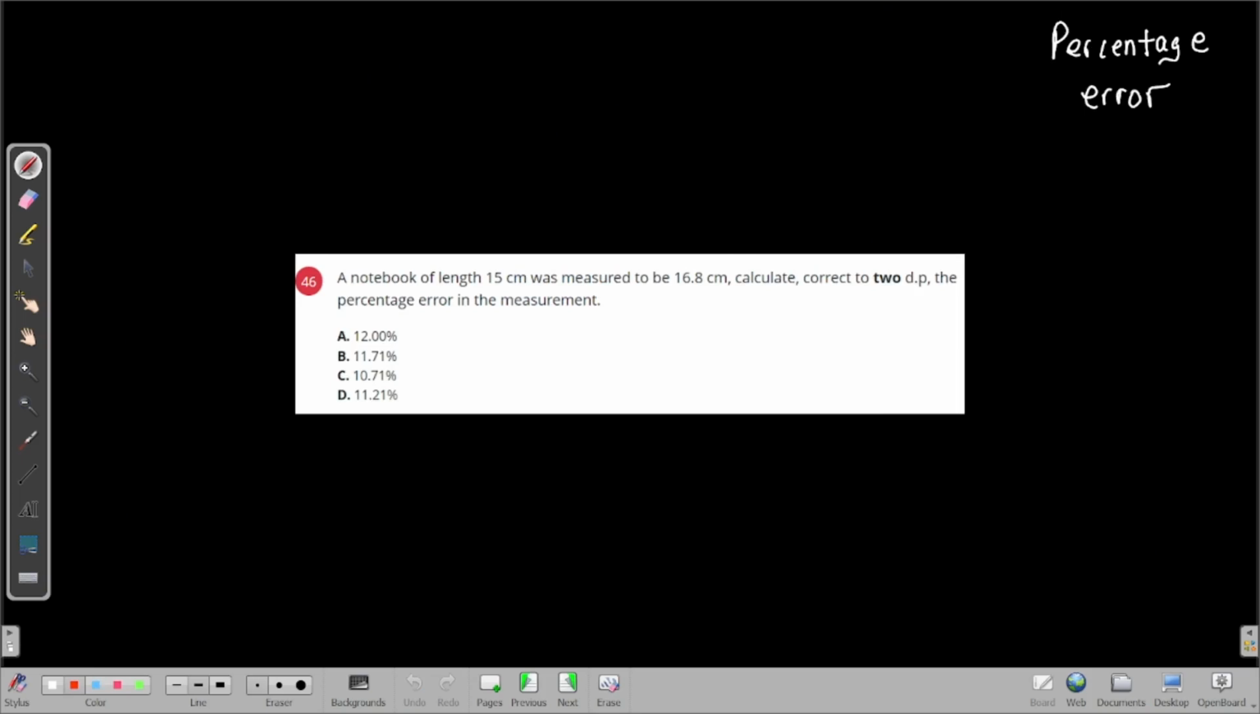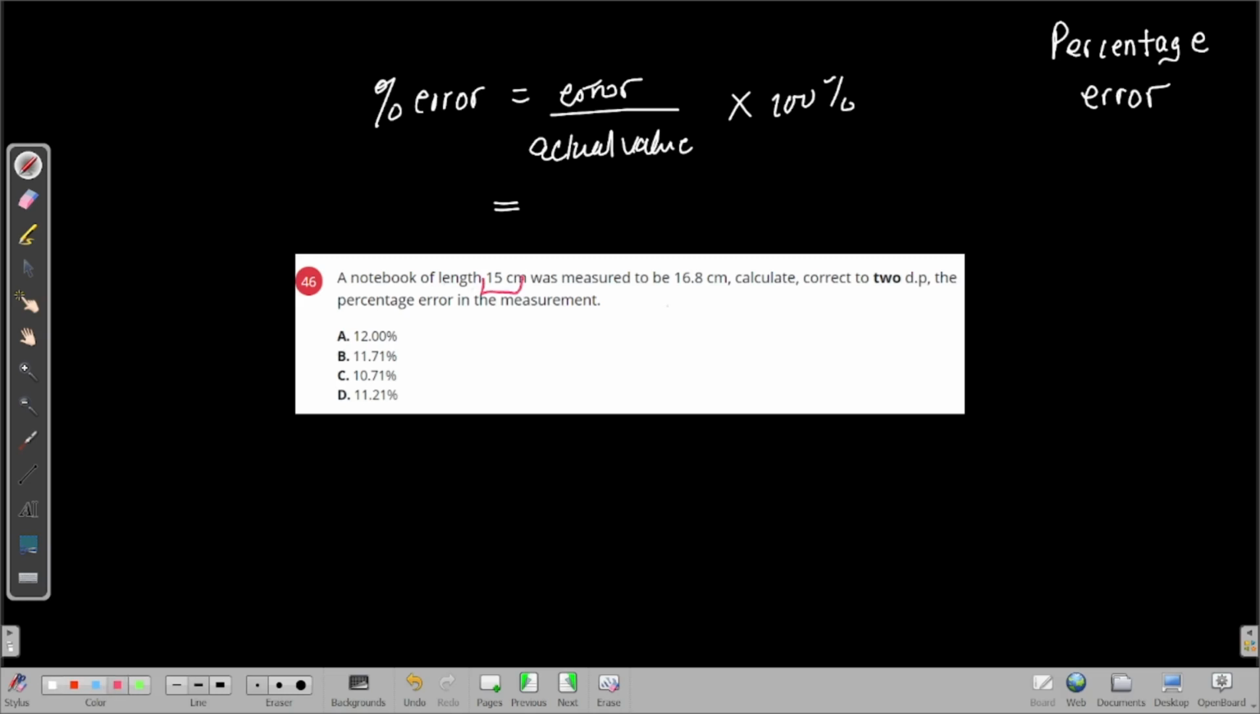Percentage error again, but this one is even better. We're only looking for the percentage error. So remember that percentage error is equal to error over actual value times 100%. What's the error? I already told you guys. Error is actual value minus measured value. So our actual value here is 15. Measured value is 16.8.